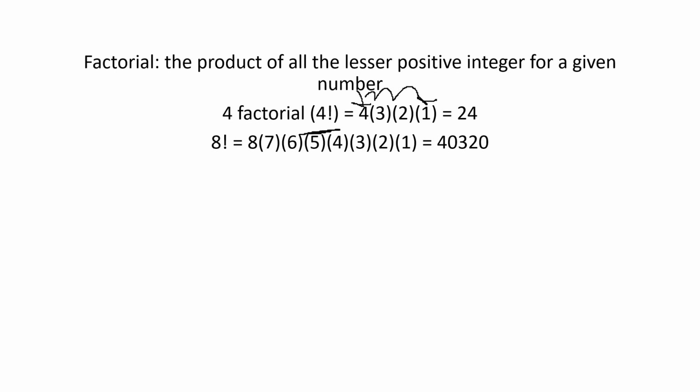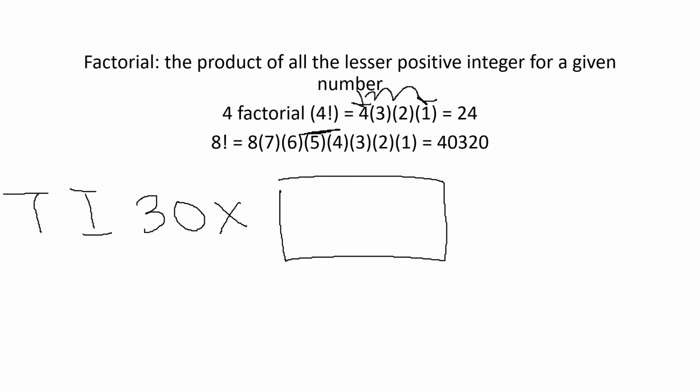I know if you have the TI, the 30X something or other, you have a button that says PRB. And when you press that button, you have 3 options, and the last option is that exclamation point.